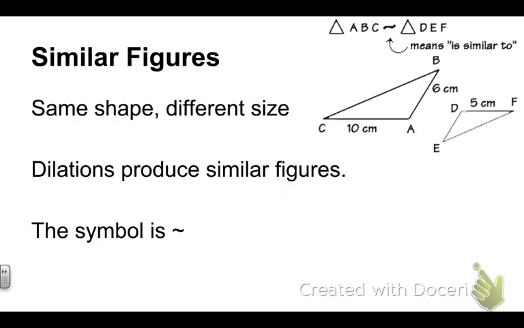Similar figures have the same shape but a different size. So dilations are the ones that produce similar figures. The figures enlarge or they reduce. But all the side lengths are still in proportion. And then the symbol for "similar to" is just one squiggly line.